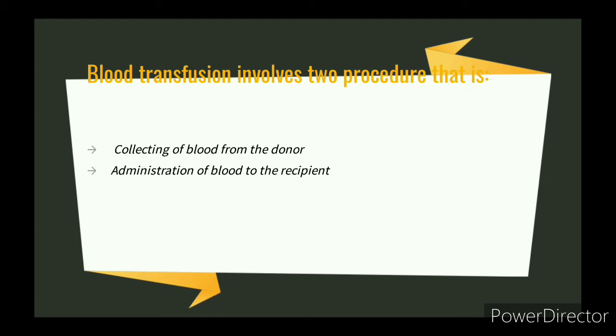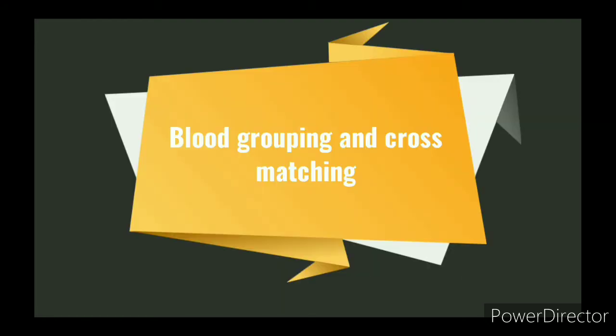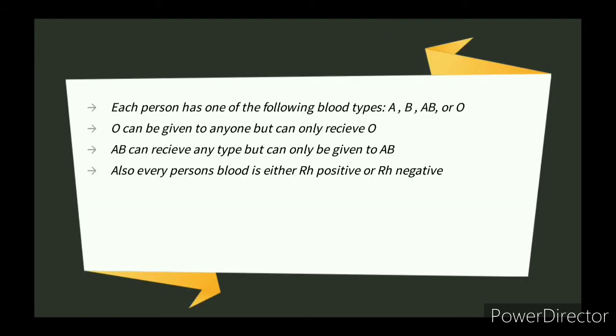Next, we're going to discuss also that blood transfusion involves 2 procedures. Ano ba yung 2 procedure for blood transfusion? Number 1 is collecting of blood from the donor. Number 2, administration of blood to the recipient. Next, we're going to discuss the blood grouping and the cross-matching. Pag sinabi natin blood grouping and cross-matching, each person has one of the following blood types. Meron tayong blood type A, blood type B, blood type AB, or type O.